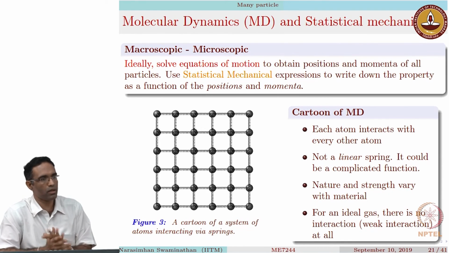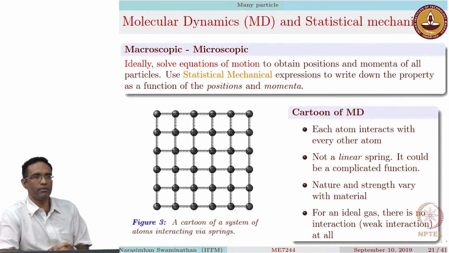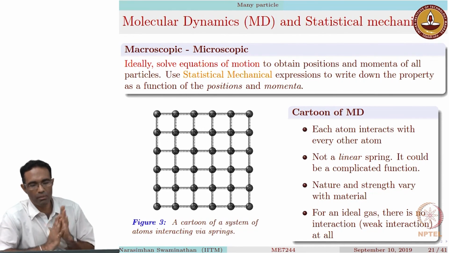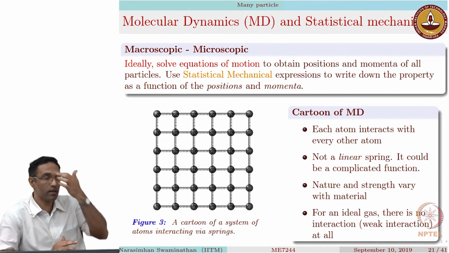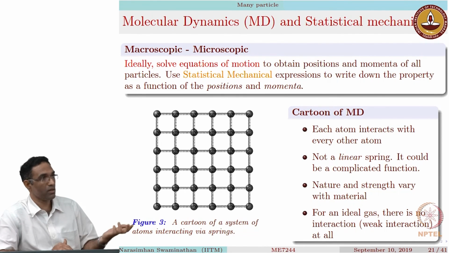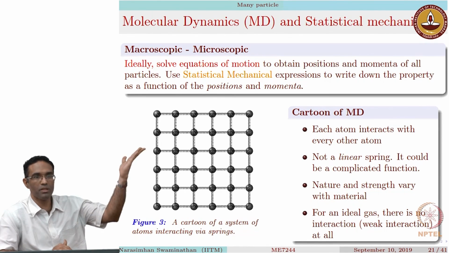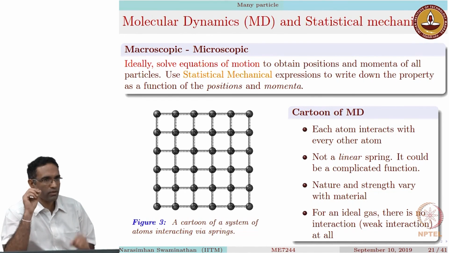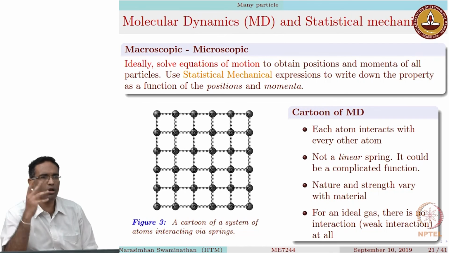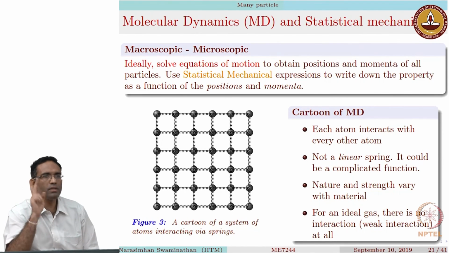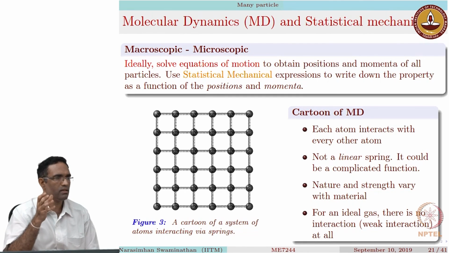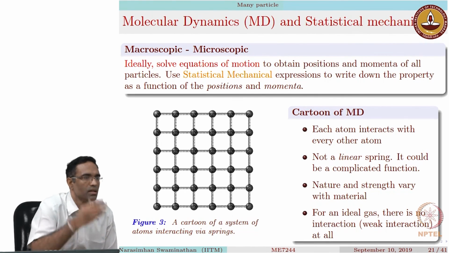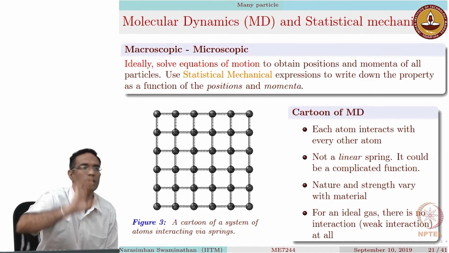So we are assuming a cartoon like this with all the atoms, and all of them are connected or interacting with each other. The spring should not mislead you into thinking that every atom is only interacting with its nearest neighbor. Each atom could be interacting with something that's really far away. And you have to solve the equations of motion. But I've always been saying solve. The two important things that are required for solving, I have not yet talked about. What is that? Initial positions and initial velocities.